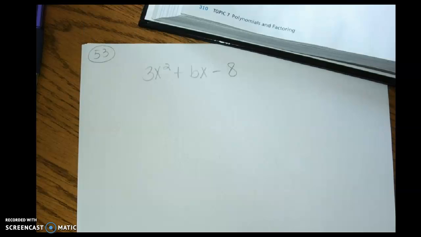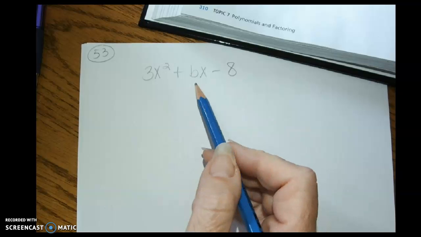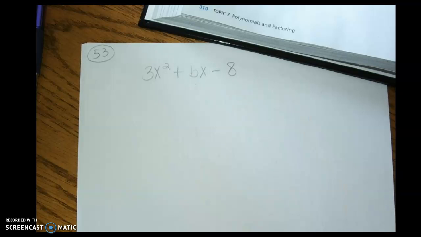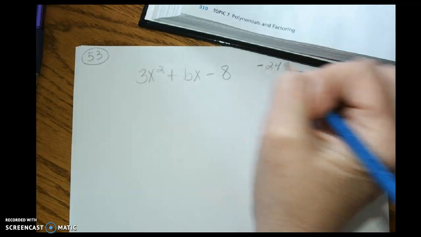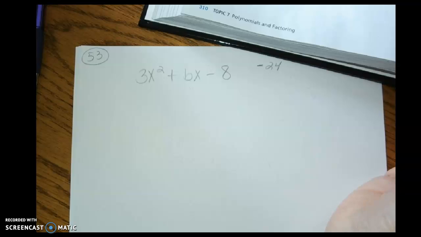All right, number 53 is asking us to find all the possible choices B could be, what values are possible for that. I know when you read this, you probably went, ugh, because that's exactly what I did too. But what we're going to do is say 3 times negative 8 is negative 24. And now we're going to come up with all the factors that are possible.